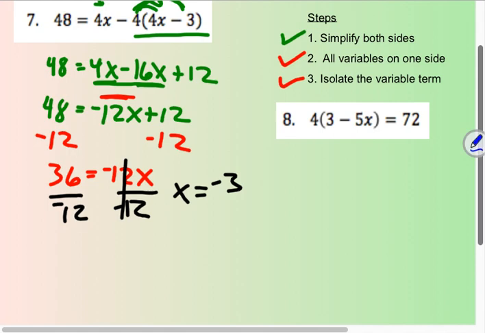Simplifying both sides again, getting rid of those parentheses. I'm going to distribute here. I'm going to get 12. 4 times 3 is 12. And then 4 times negative 5 is negative 20x equals 72.